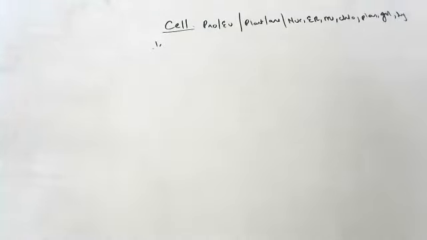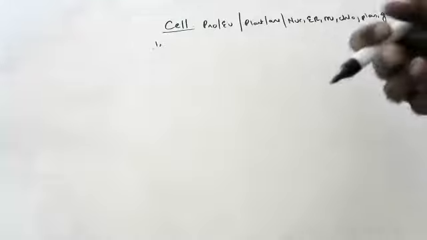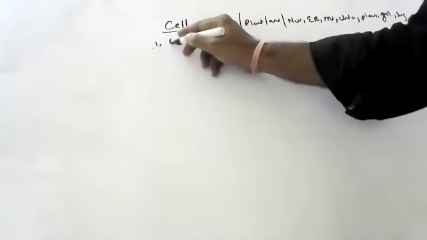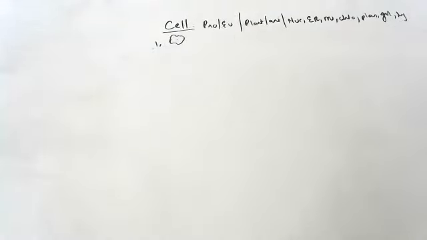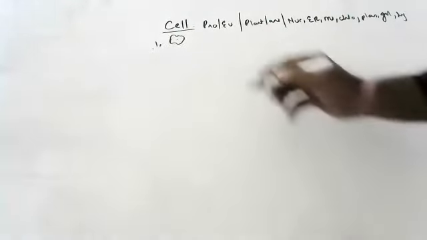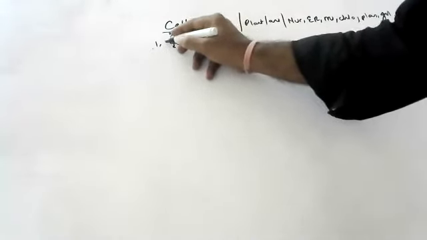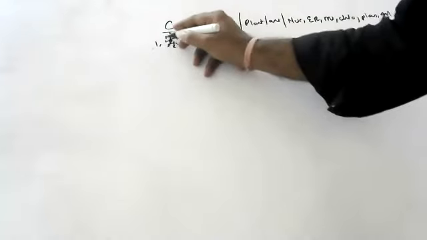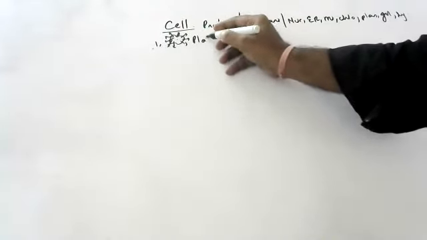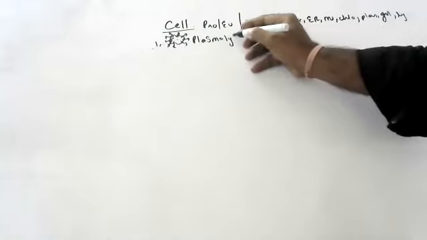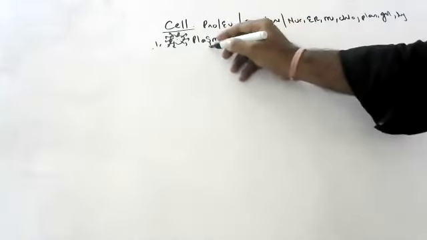First one. When a living plant cell loses water through osmosis, there is a contraction. What is this phenomenon called? When a cell loses water, the cell will shrink. This process of shrinking is called, anyone? Plasmolysis. Very good. Plasmolysis means the plasma membrane is broken down.